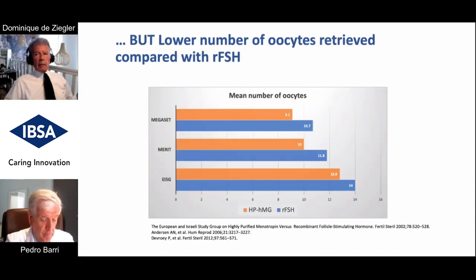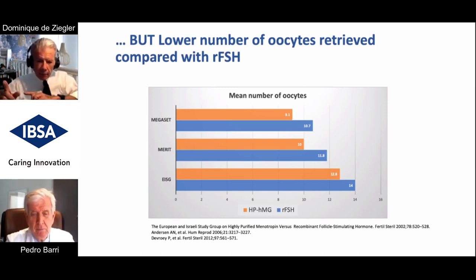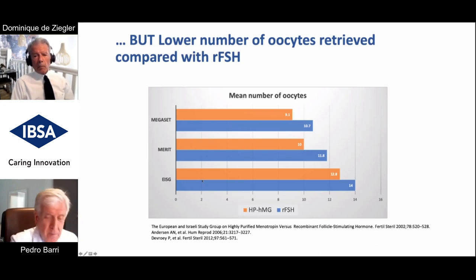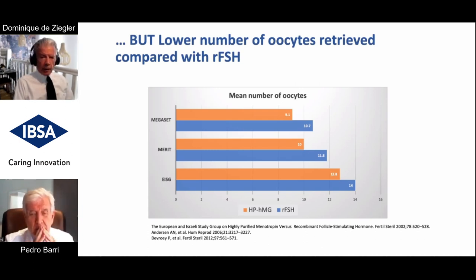Now, the number of oocytes, this is slightly different. But what we really care for are the embryos. In terms of oocytes, we have a slightly larger number of oocytes with FSH in the three studies comparing FSH versus hMG, despite the fact that in the end you have higher pregnancy rate and live birth rate in the hMG group.